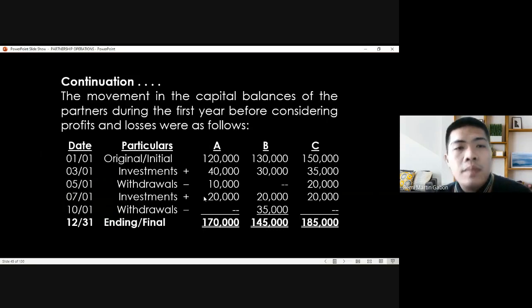So for A, 120,000 original, which we can assume is the beginning balance since it is the first year of operation. Then the ending balance is 170,000. For B, 130,000, and ending balance 145,000. Then for C, we have 150,000 original and 185,000 ending.